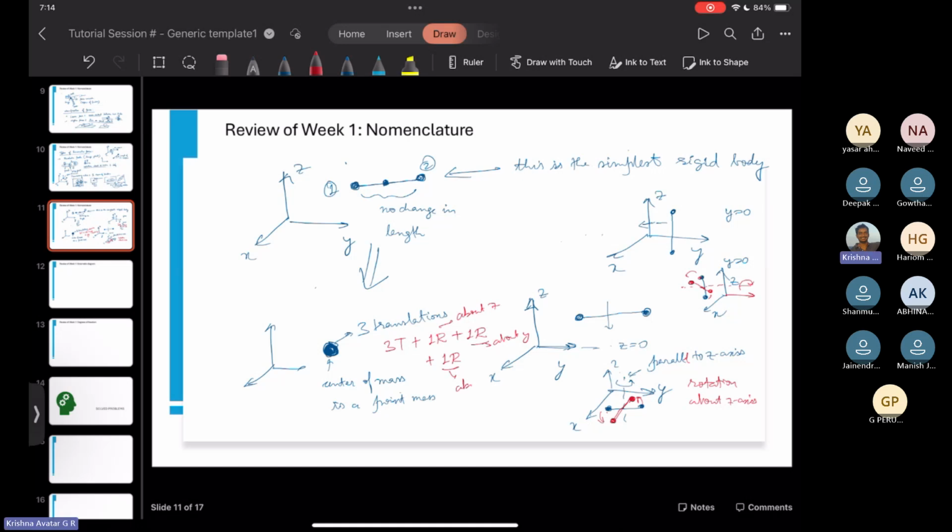So that's the reason you say that a rigid body has three translations plus three rotations. And mind you, as I told you, 2 points connected by a line is the simplest rigid body. You can never have a simpler rigid body than this. This is the end point of what you call a rigid body.